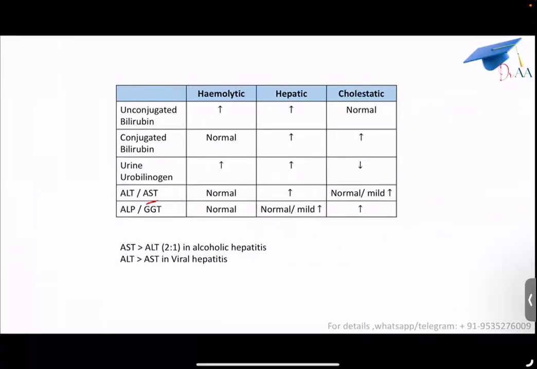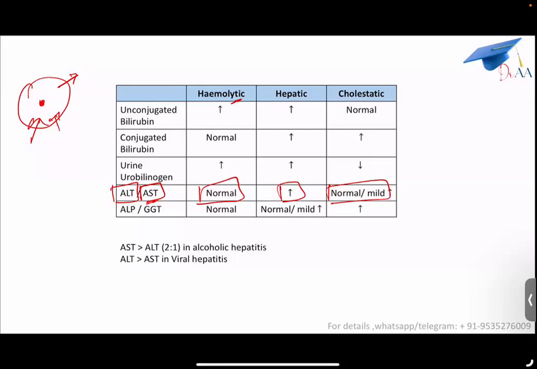ALT and AST are what we call liver enzymes. These enzymes are inside the cells. If the cells break down, then these enzymes get dispatched into the interstitial space, where they get absorbed into the intravascular space. Hence, you can see them in the serum. Main enzymes are ALT and AST. As there is no damage to the hepatocytes, that is liver cells, they remain normal in hemolytic and cholestatic conditions. In hepatic conditions, they increase because of hepatitis. There is injury to the hepatocytes and these enzymes get secreted into the interstitial space and absorbed intravascularly.